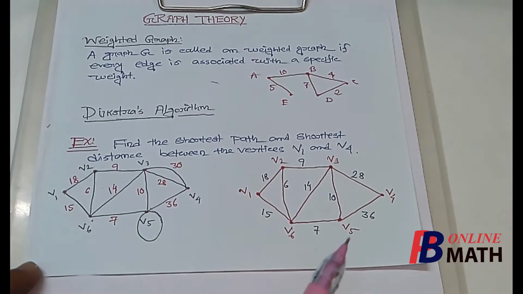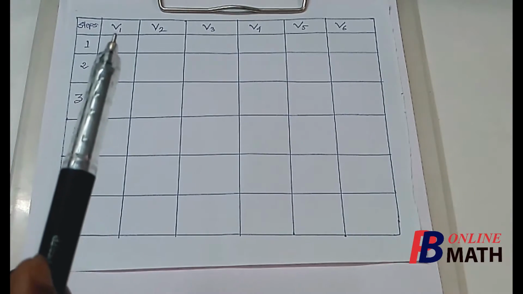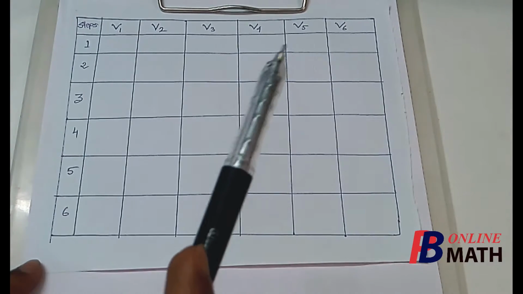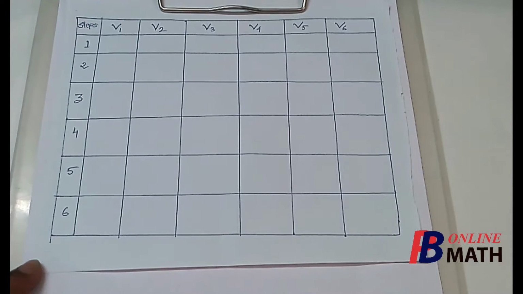Now we have to find the shortest path and shortest distance between V1 and V4, and we shall use Dijkstra's algorithm. So in the next step we shall find the shortest path and shortest distance between V1 and V4 by Dijkstra's algorithm, and we shall use one table. This is the required table of Dijkstra's algorithm. Here we have considered the vertices V1, V2, V3, V4, V5, V6, and these are some steps we shall use in this table.